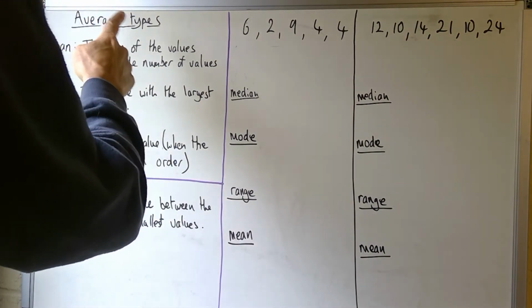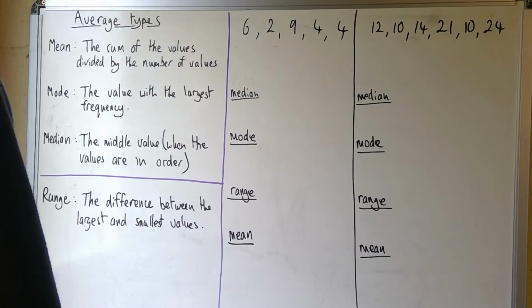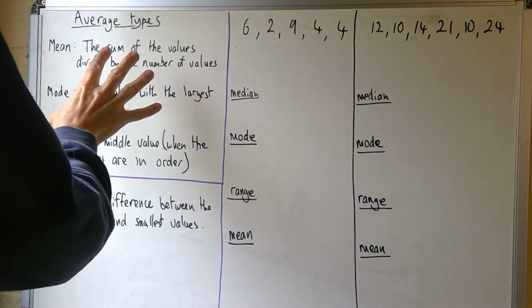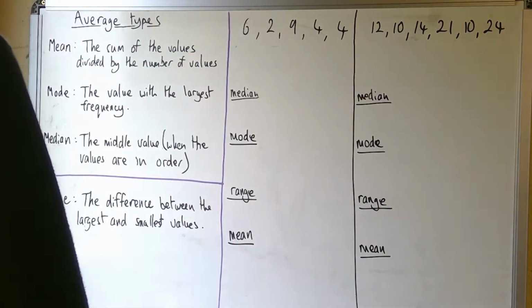Okay, today we're going to look at how we calculate different types of average. There are three types of average I want to talk about. I'm going to give the definitions and then do some examples.